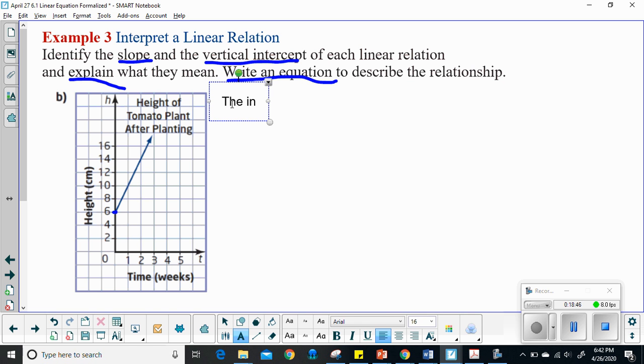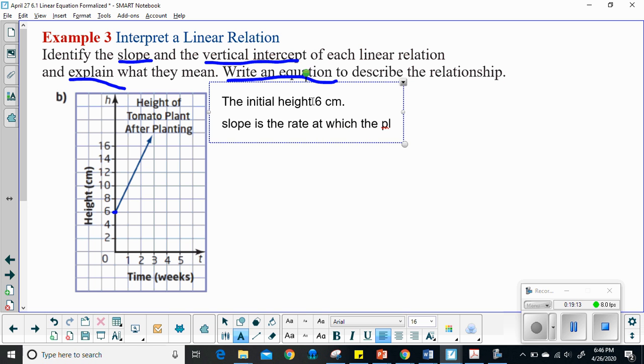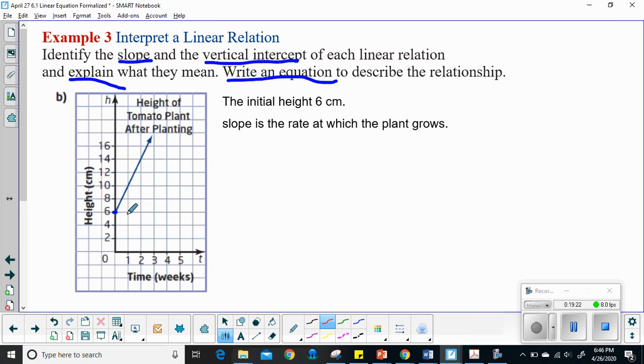So the initial height was 6 centimeters, because that's what it tells me on the graph. And then the slope is the rate at which the plant grows. So let's look at our graph here and figure out what rate it's growing at. Starting here, let's count. There's a good dot. Let's pick one of these to figure out my rise and my run.